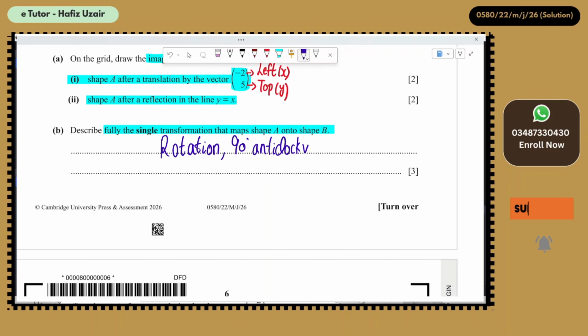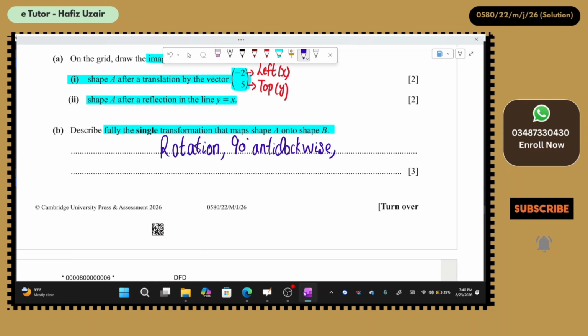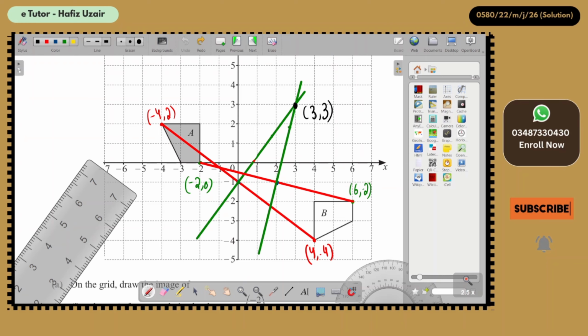And now the last point is the center of rotation, and you need to do it for the last one. Okay, so now I usually do it by using perpendicular bisectors. I have done it already, to save your time. All right, so how did I do this? This is a bit complicated.